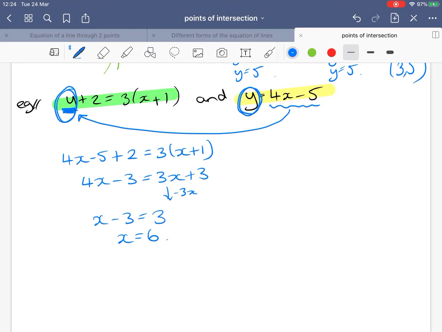So now I need to work out what the y is. I'm going to use the easiest equation, which I think is the one on the right hand side. So I'm going to say y is 4x minus 5. So y is 4 lots of 6, take away 5. 4 lots of 6 is 24, so y is 19. So the point of intersection is 6, 19.